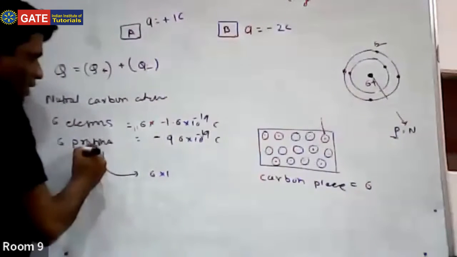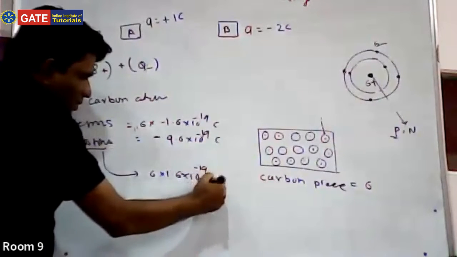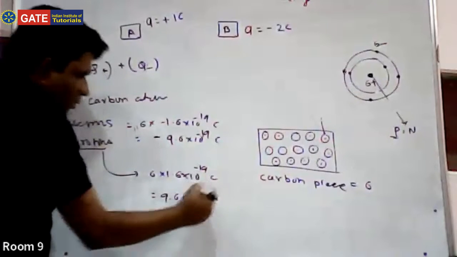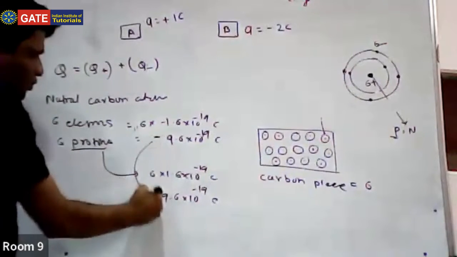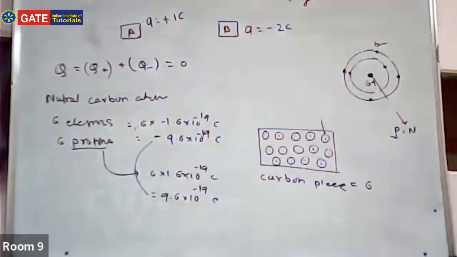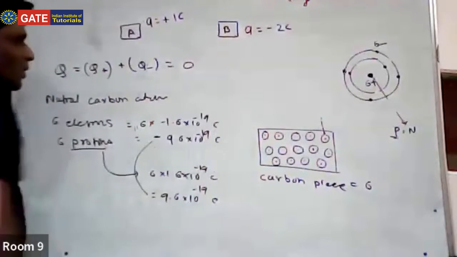Same amount of positive charge will be there, right? 6 into the charge on one proton is what? 1.6 into 10 raised to minus 19 coulomb, positive only. So it will be 9.6 into 10 raised to minus 19 coulomb. When you add these two charges, you will get 0. So the total charge on the atom will be 0, and that's why it is called a neutral atom.